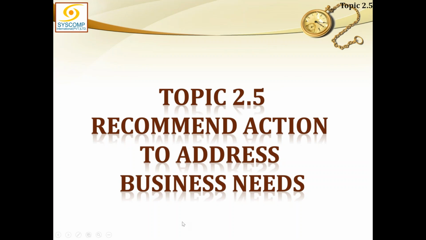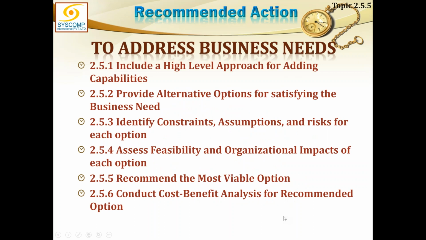Here, I will just remind you the steps. There are six steps here. First of all, include a high-level approach for adding capabilities. When we talked about identifying the capabilities and then how you can add the capabilities, I showed you a diagram where, when you have identified the capabilities, we said prioritize which capabilities are most important to you, so you add only those capabilities which are of the highest value. Second step would be to provide alternative options for satisfying the business need.